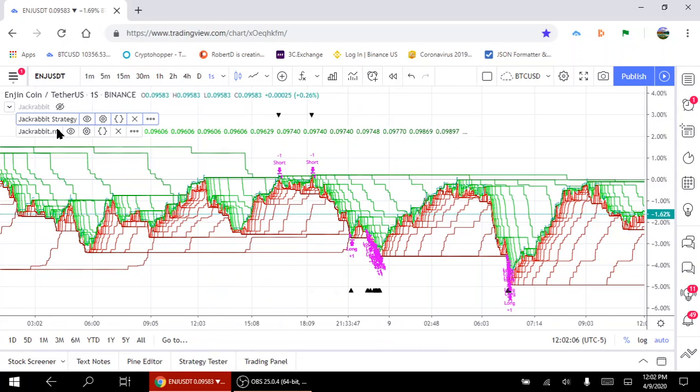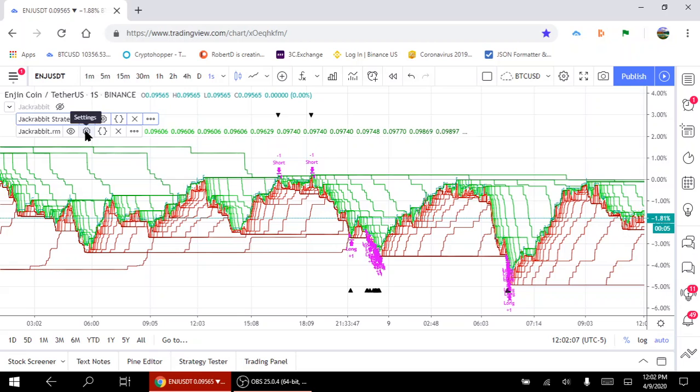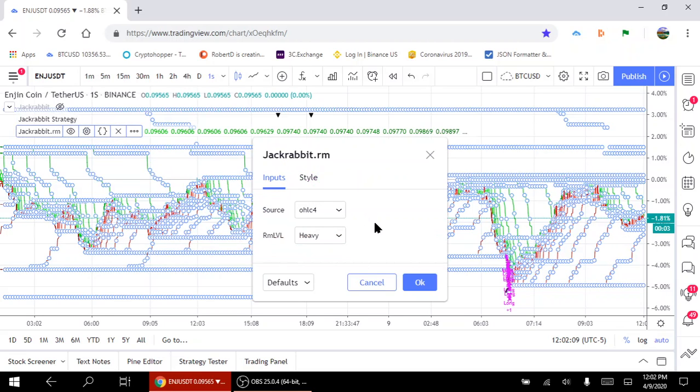And finally, of course, the settings for the visual indicator. Now I'm using OHLC4 here to mimic what I'm using up here. So it gives me a good enough proximity to visualize what I need to safely, but still keep it extremely fast. Same thing, risk mitigation level of heavy.